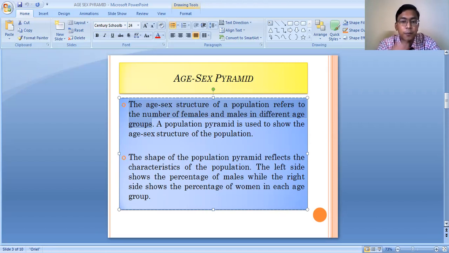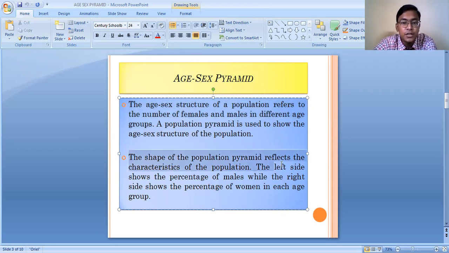A population pyramid is used to show the age structure of the population, so we take help of the population pyramid. Basically, the population pyramid is a graphical representation of the age and the sex structure of the population.